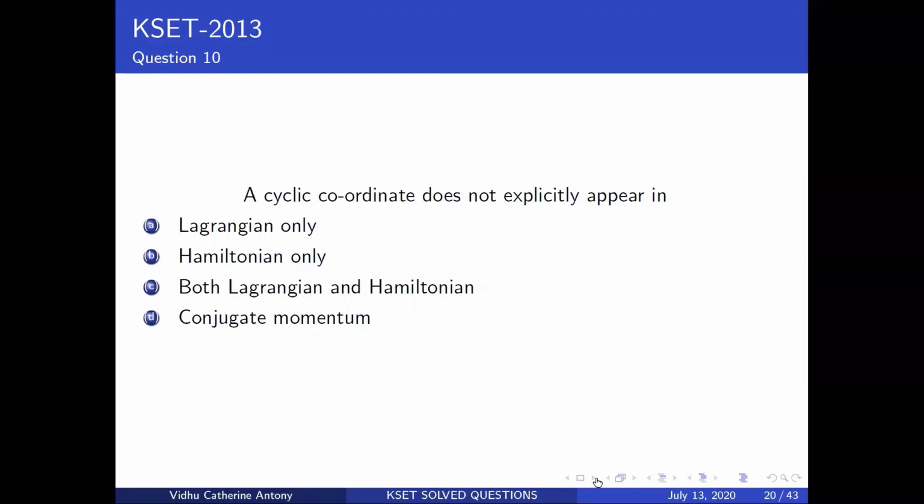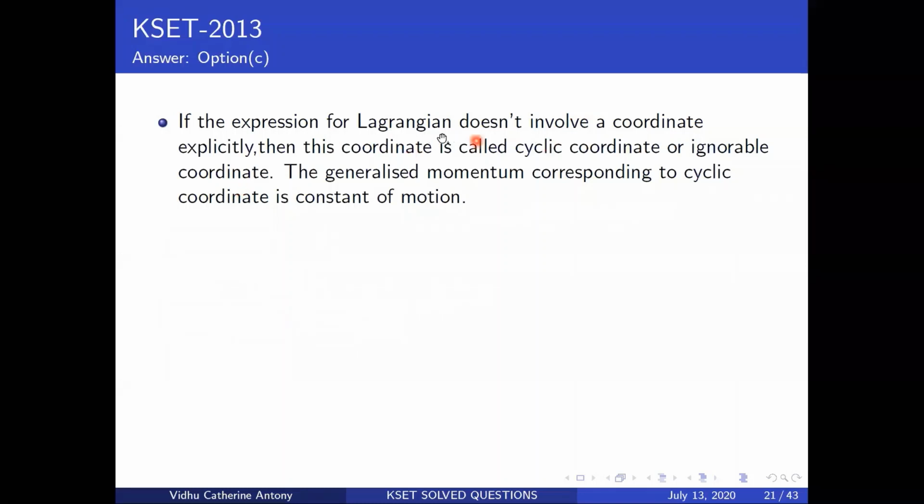So let's move to the next slide. Now, if your expression for your Lagrangian does not involve a coordinate explicitly, then such a coordinate is called your cyclic coordinate or ignorable coordinate. So what happens because you have this cyclic coordinate is the generalized momentum which corresponds to the cyclic coordinate is a constant of the motion.